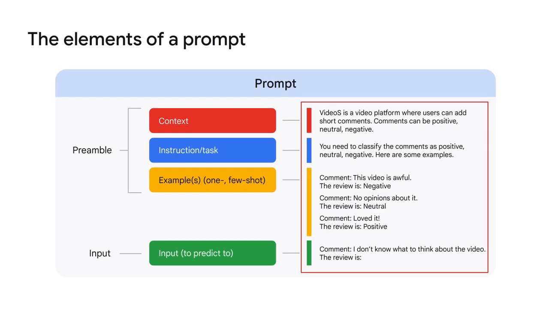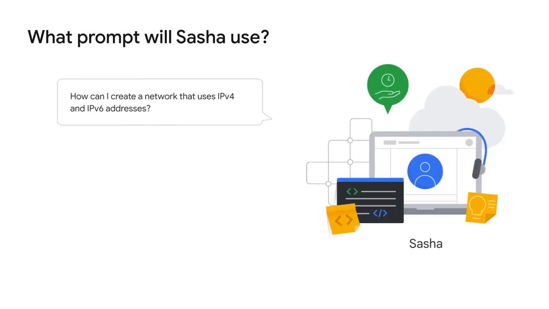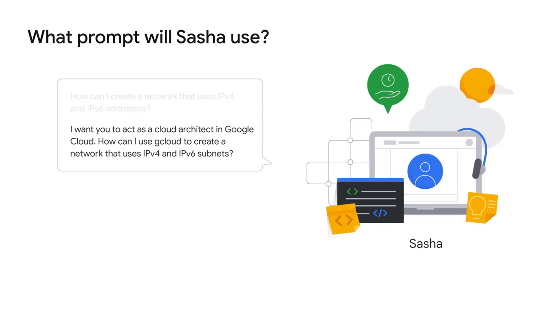The element order can also change. Let's amend Sasha's original prompt. How can I create a network that uses IPv4 and IPv6 addresses? And add a role context to the input fed into Gemini. She also adds the detail of needing a dual stack subnet. The new prompt is, I want you to act as a cloud architect in Google Cloud. How can I use G-Cloud to create a network that uses IPv4 and IPv6 subnets?